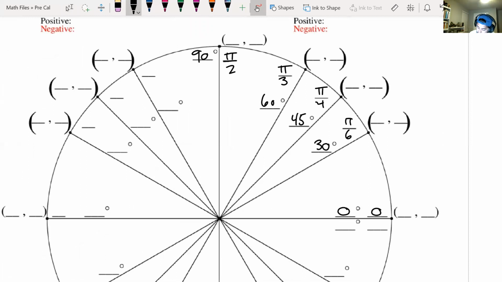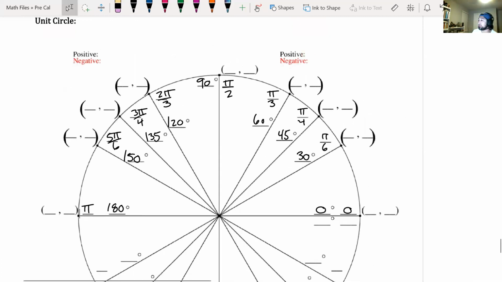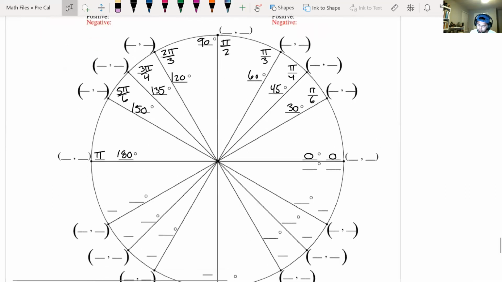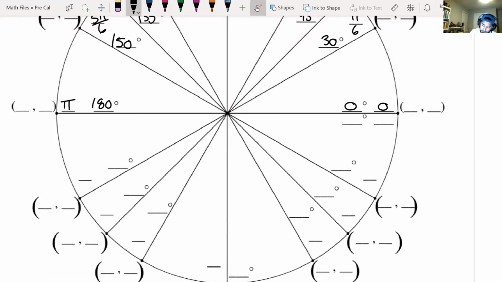And then we go to 120 degrees and you get 2 pi over 3. Then 135 degrees and you get 3 pi over 4. Then 150 degrees, which is going to be 5 pi over 6. And then 180 degrees, which is pi radians. All right. So we are seeing where these angles live on the unit circle, just by filling that out.